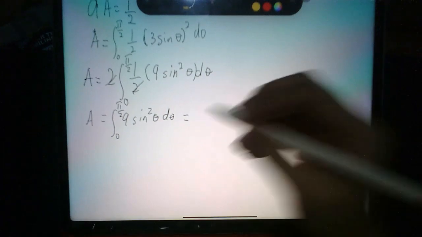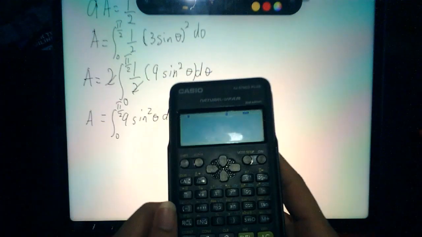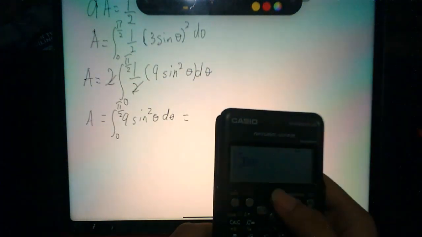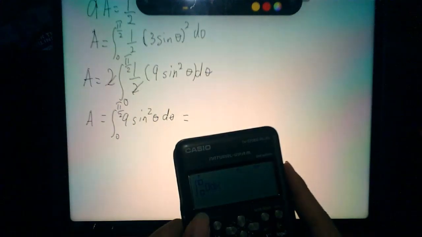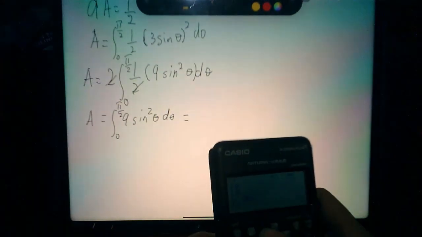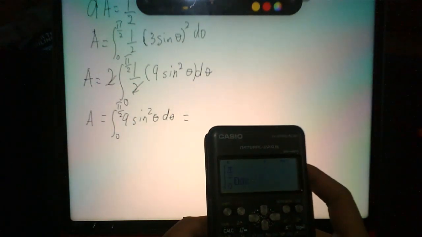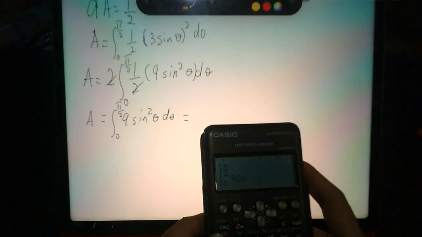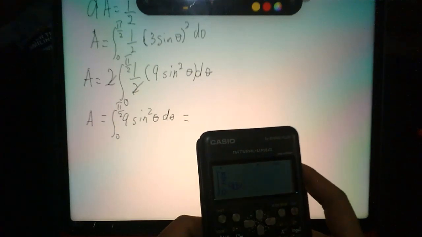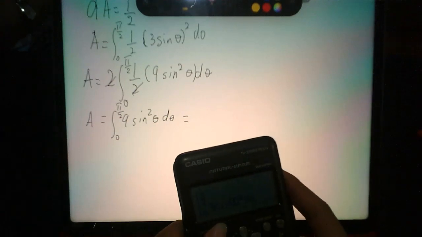So this is just equal to, by using our calculator, the integral from 0 to pi over 2 of 9 sine squared x.